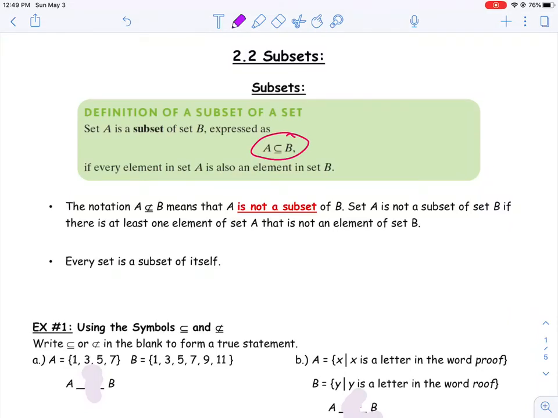Okay, we're going to start the next section of our unit. This is section 2.2. We're going to start talking about subsets. We're going to add some more notation for this chapter, so make sure you're ready for that. Let's first talk about what a subset is.